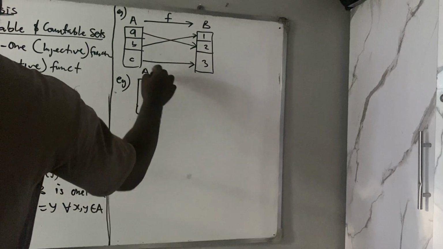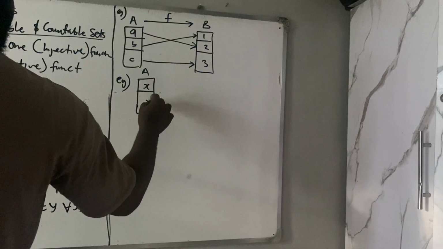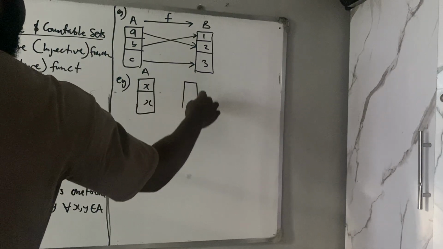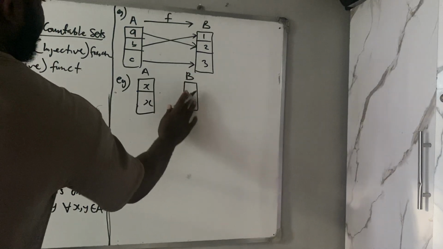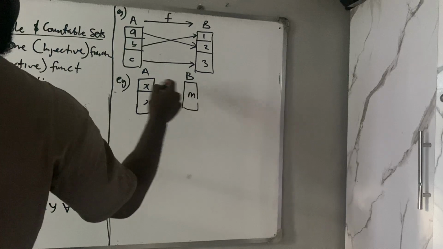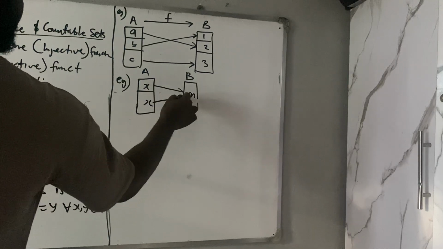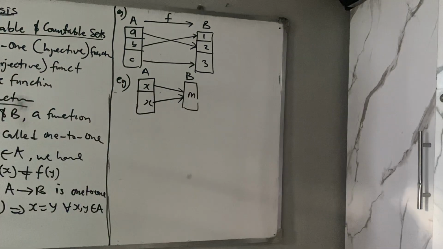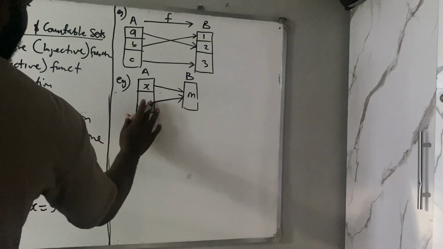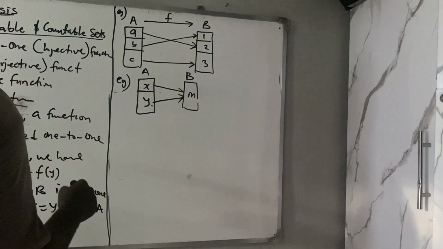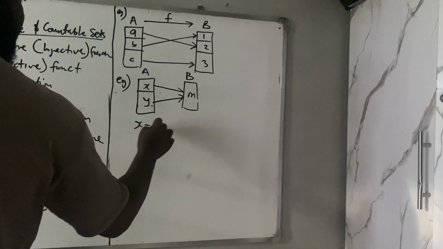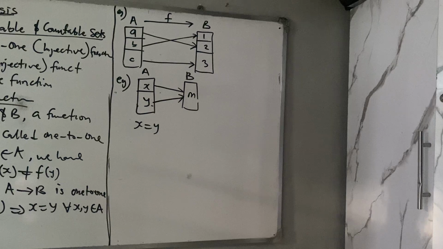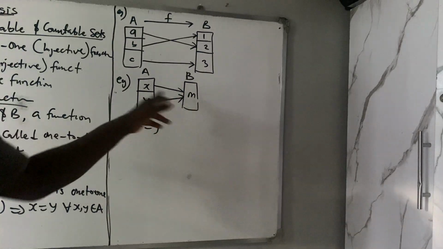I have this is A, and A is X and X. Then I have B, which is maybe anything here, maybe M. That's A, and if these two things produce the same thing, that means that they are equal. Or if I have that here is y, as far as both of them produce the same thing, x must be equal to y. So for us to produce the same thing, we must be equal.